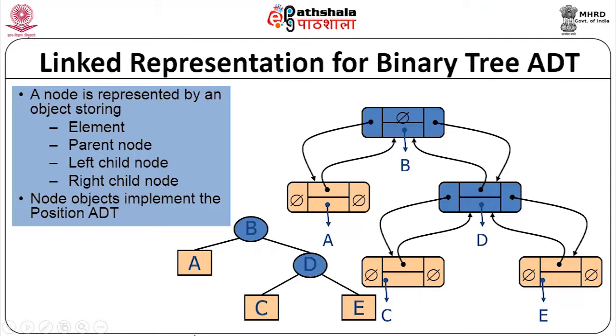If you look at node B, again using the small tree, B does not have any parent, so that is null, the left child is pointing to A, the right child is pointing to D, and the value B is there. A is pointing to B as its parent, and it has no left child and no right child. D is pointing to B as its parent, and it has left child C and right child E. C and E are pointing to D as their parent, and neither has any children. So, this is one of the linked representations of a binary tree.